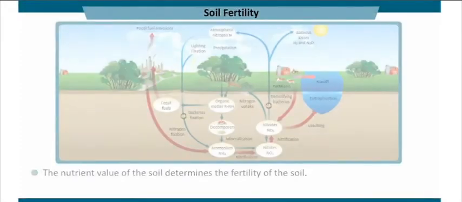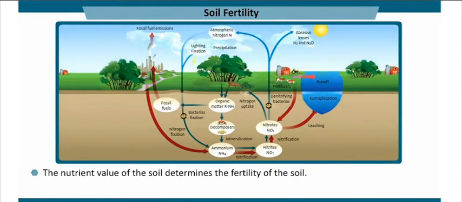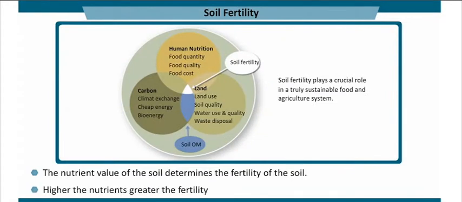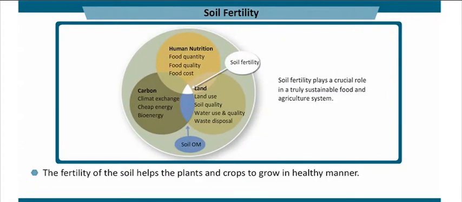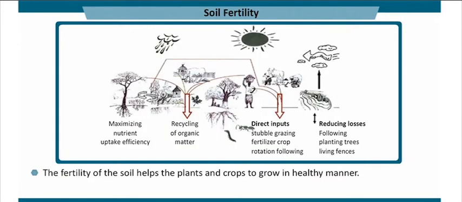Soil fertility. The nutrient value of the soil determines the fertility of the soil. Higher the nutrients, greater the fertility. The fertility of the soil helps the plants and crops to grow in a healthy manner. The factors which determine the fertility of the soil are organic matter, soil texture, soil depth, nutrient content, absorption capacity, soil reaction, and absence of toxic substances. The fertility of soil increases with the increase of humus content.